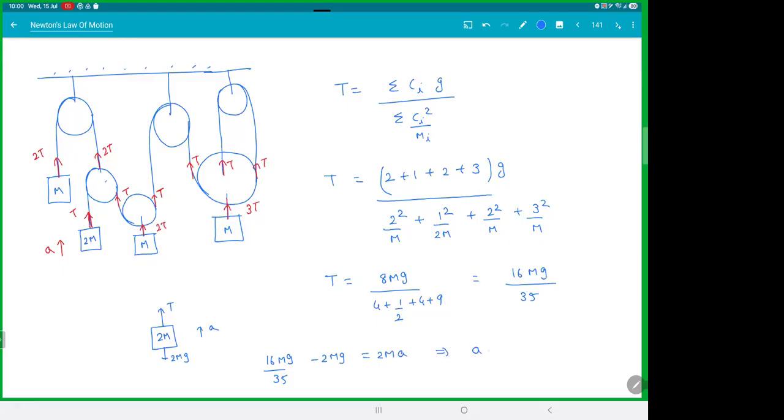That doesn't look really that great. 35 to 70, 70 minus 16, 54, 27 g by 35. Check.